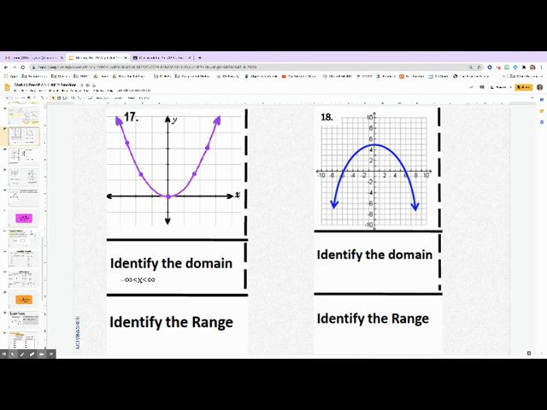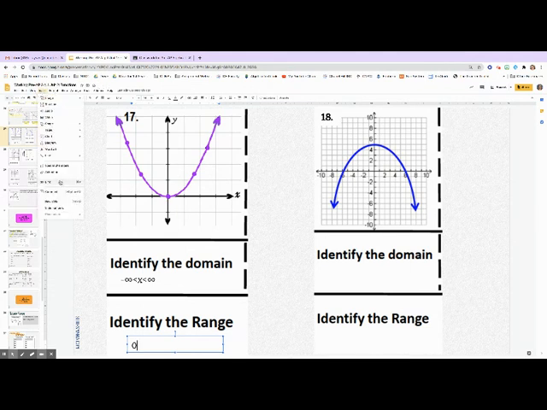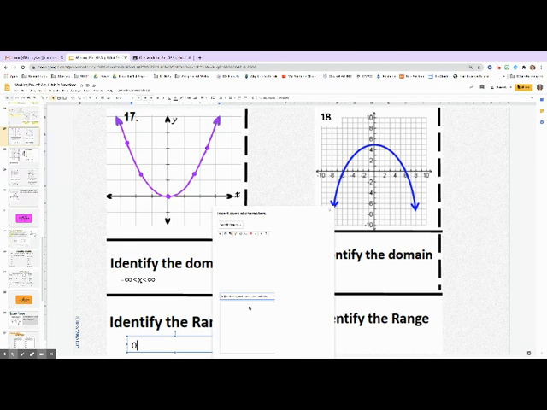Now the range, let's insert a text box here. So range is top to bottom. So, remember the robot. So how far down can it go? It can only go down to 0, but then it can go to infinity. So it's from 0 and it's included. So it's less than or equal to. So I'm going to insert a less than or equal to sign. Less than or equal to y.